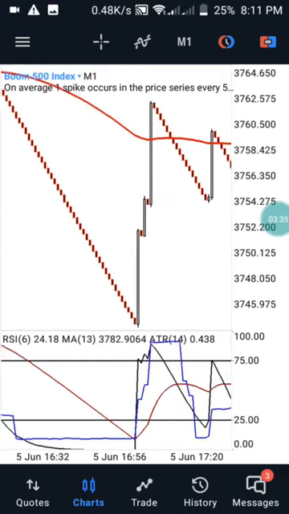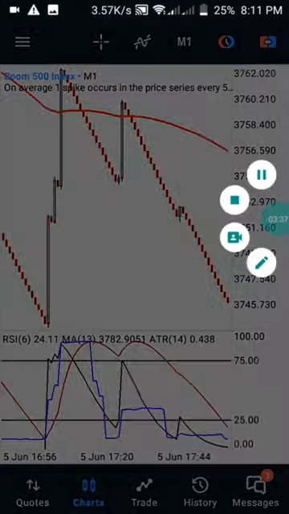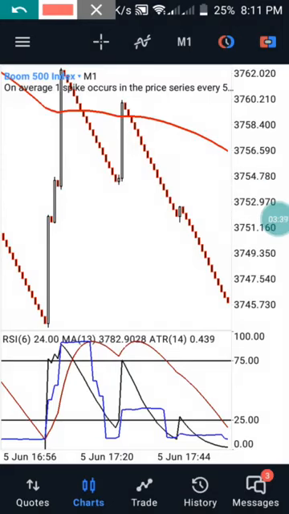And also, if we check this one very well, the same thing happened here. You see, I told you guys that we always have our red line and our black line crossing each other above the 75 level or on the 75 level.